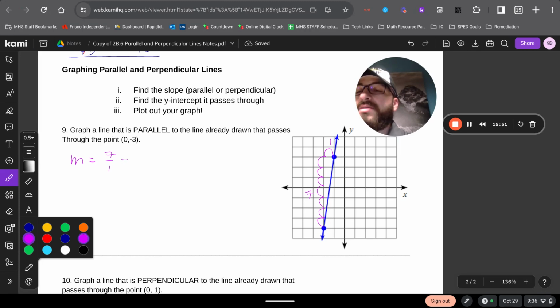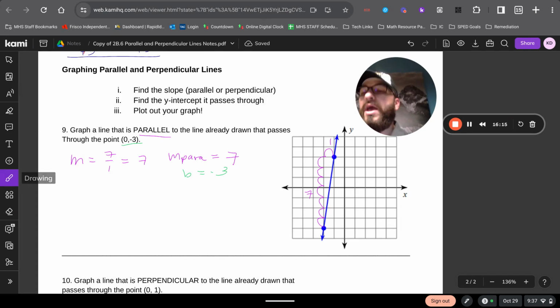So that means our slope is equal to 7. And since it is parallel, our parallel slope is the same, so it is also 7. Okay, so we have the slope that we want to use for our new equation. The next thing we need is our y-intercept. Notice they give it to us right here, (0, -3). So our b is equal to -3.